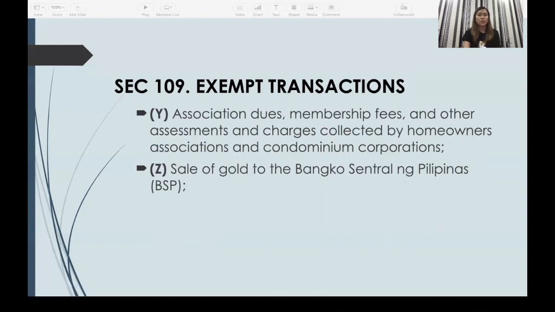Section 109Z, sale of gold to Bangko Sentral ng Pilipinas. Very easy. Sale of gold purely between the seller and the BSP. If it is not gold and if it is not sold to BSP, then it is not VAT exempt. Ganun.